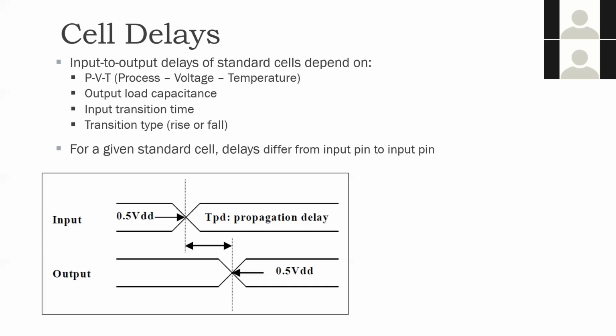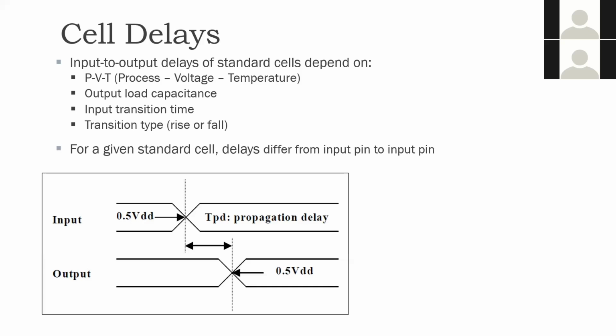So that combination of all those variations results in the PMOS and NMOS transistors having some variation in their characteristics. And that variation will create a variation in the delays of the logic gates. That's what we mean by process dependency. So the input-output delays of standard cells depend on process, voltage and temperature.